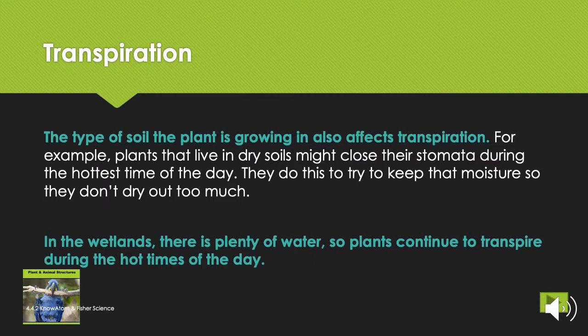The type of soil the plant is growing in also affects transpiration. For example, plants that live in dry soils might close their stomata during the hottest time of the day. They do this to try to keep that moisture so they don't dry out too much. In the wetlands, there is plenty of water, so plants continue to transpire during the hot times of the day.